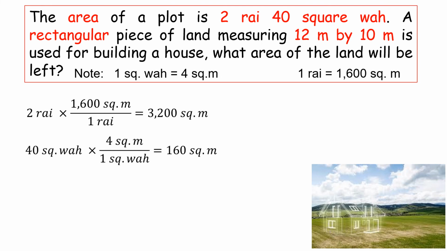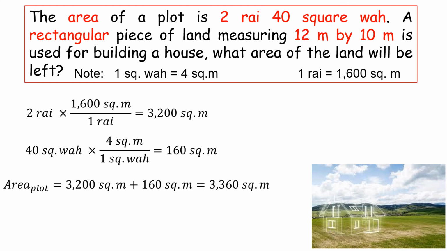And now we convert 40 square wa. So 1 square wa equals 4 square meters. Then cancel square wa and square wa. So what's left? 40 times 4, which is 160 square meters. Then we are going to add 3,200 plus 160. It is equal to 3,360 for the area of the plot.